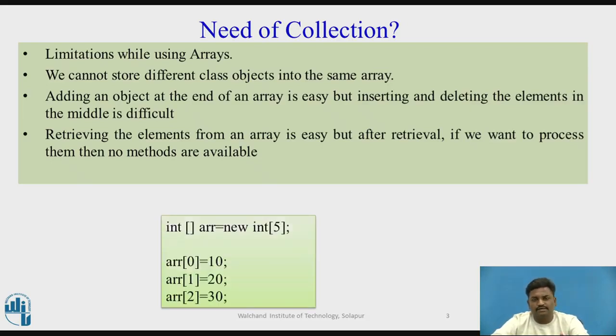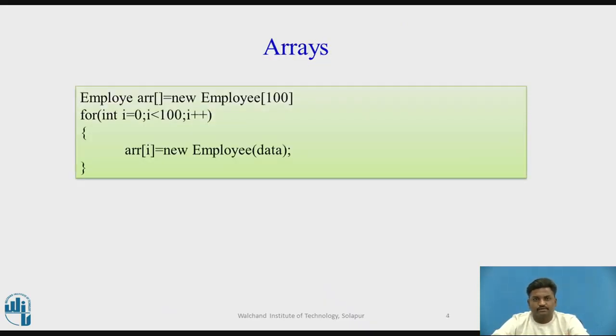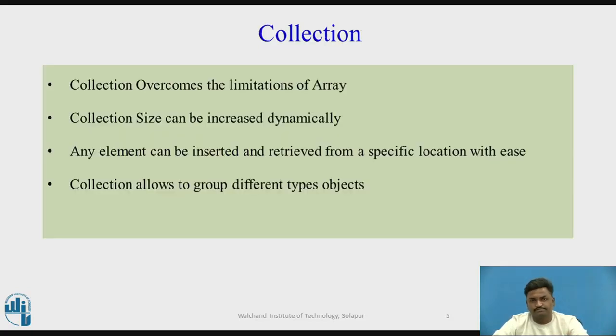This is how we usually declare arrays: int array arr equal to new int. Many other ways are possible. So you store the element at the 0th location, 1st location, 2nd location, and so on. If I want to store employee records and print them later, I require a for loop to do this. Let's say you have 100 employee records and you want to create 100 elements; this is how we do it. So these limitations of arrays can be overcome using collections.